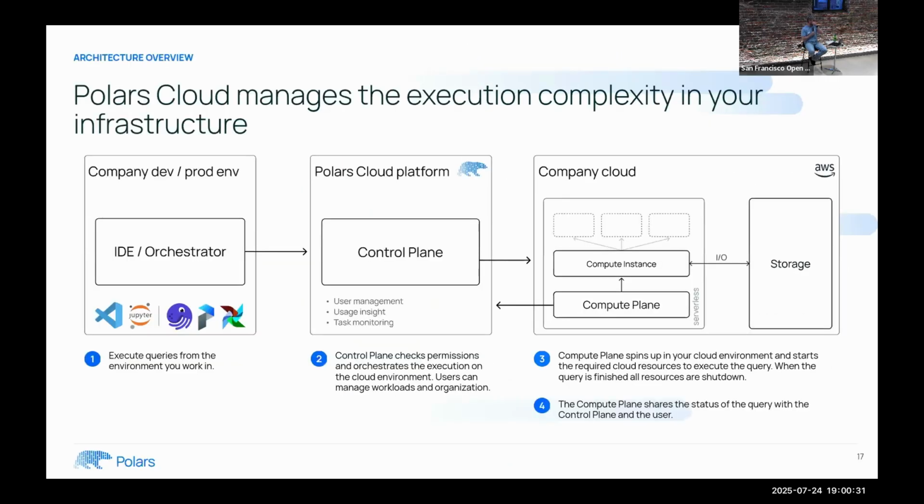So this will look a bit like this. You have your own environment. It can be your IDE, your Jupyter notebook, an Airflow orchestrator. There you have your Polars query. You send it to us, to our control plane, and you say, hey, I want this cluster with this amount of nodes. And we spin that up in your cloud. And then the query will be connected to the cluster we spin up for you.